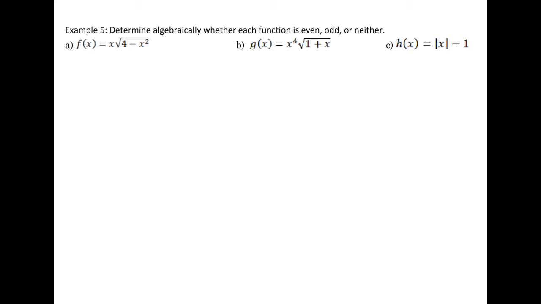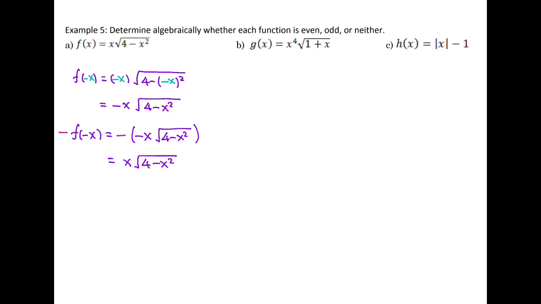So we have to use the formula for even and odd to check. Part A. Let's check for even first. So we do f of negative x. After we expand and simplify it, we can see those two equations are not the same thing. That means it is not even. Then we multiply by another negative to see whether or not it is odd. Then we can see those two equations are the same. Therefore, we say f(x) is an odd function.